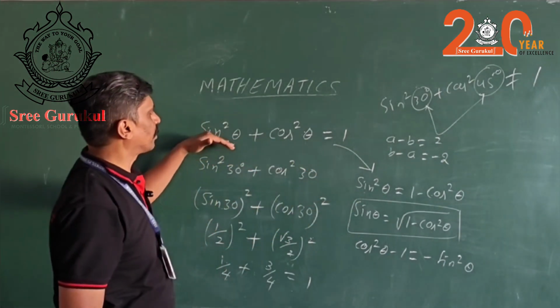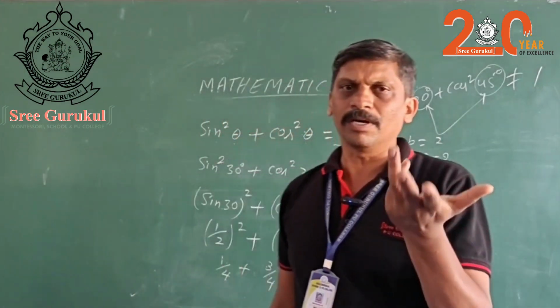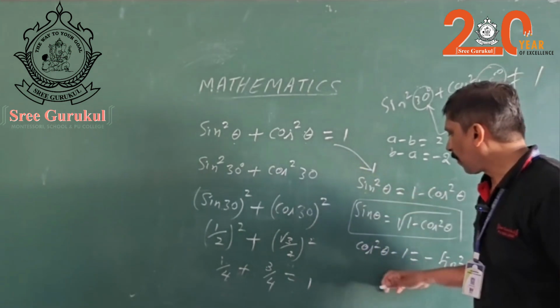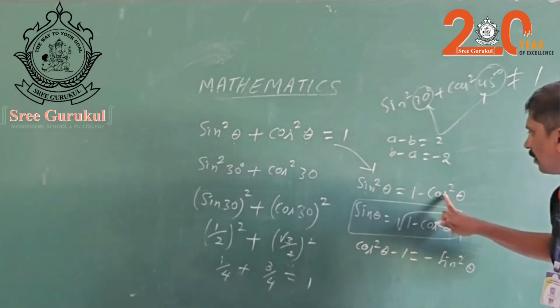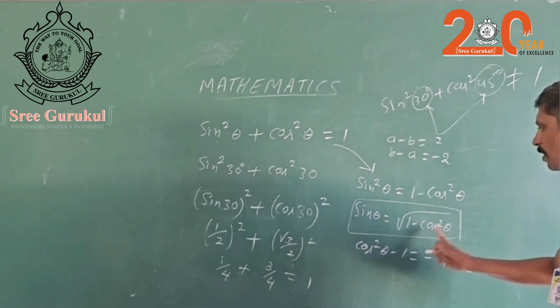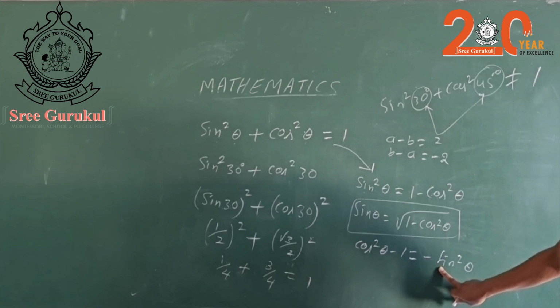All of you learn this formula: sine square plus cos square is equal to 1. 1 plus tan square is equal to secant square. 1 plus cot square is equal to cosecant square. But how to apply these formulas will come in the upcoming problems. Here, 1 minus cos square is sine square. Sine square is equal to 1 minus cos square. Sine is equal to root of 1 minus cos square. Cos square minus 1 is equal to minus sine square theta.